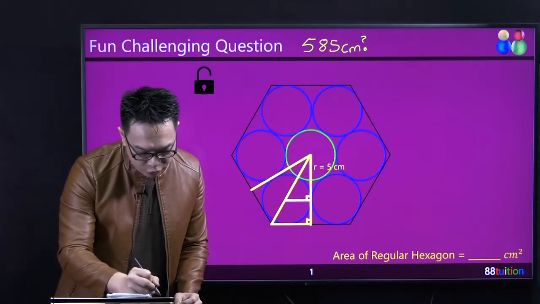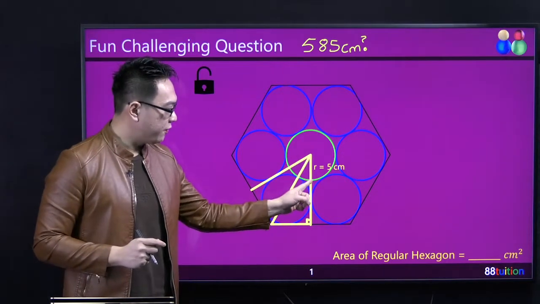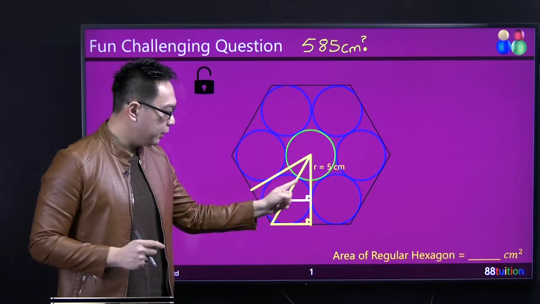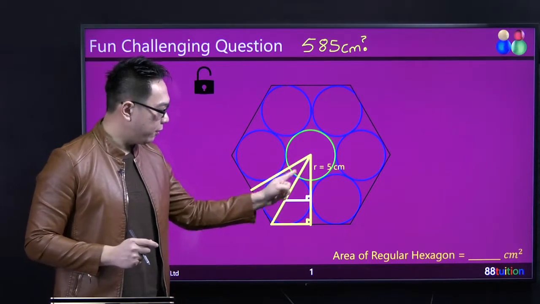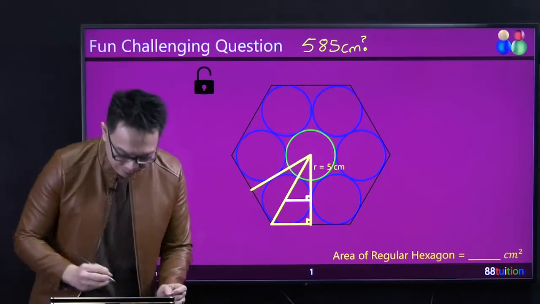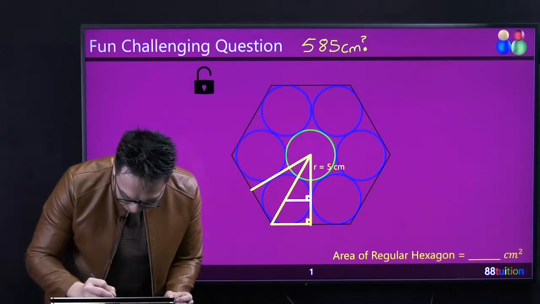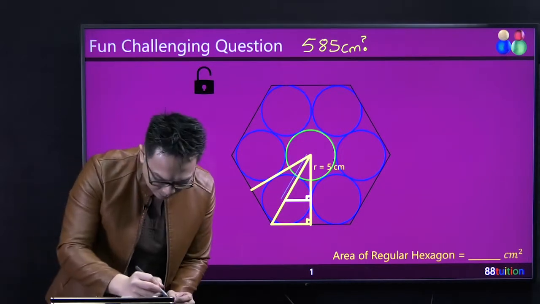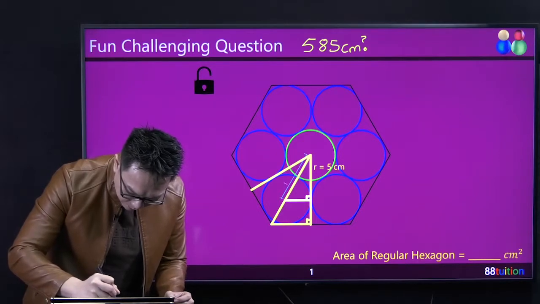So let me look at what information I have. Here is 5 cm. From here to here is 5 cm. From here to the center of another circle is another 5 cm. So can I say that from here to here is 10 cm? So this portion to this portion is 10 cm. Is that true? From here to here is 10 cm. Can you see that?